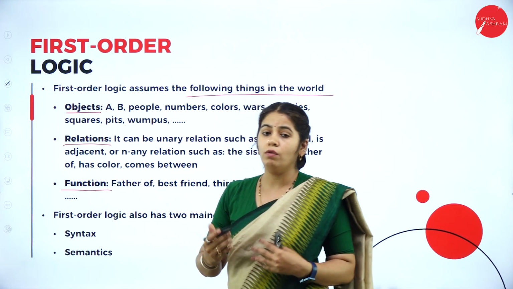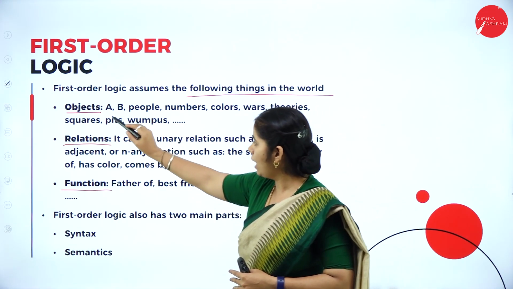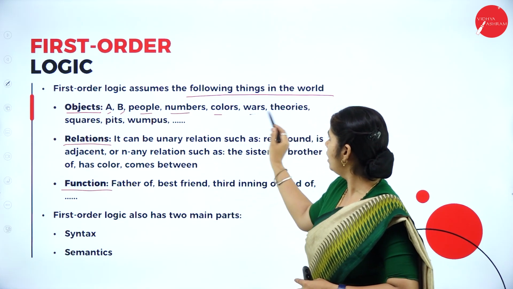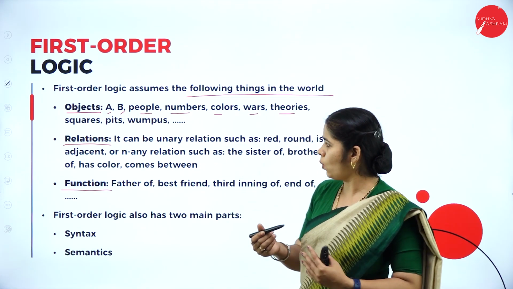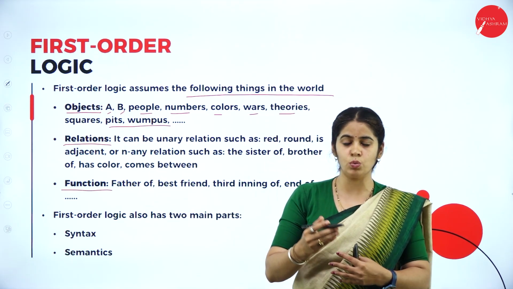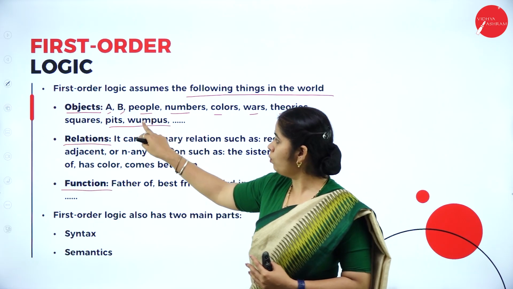Say objects, what are all the objects? It can be variables A and B, it can be people, numbers, colors, wumpus, squares, pits, what we have discussed in the last session, the Wumpus world problem. So these are all what?